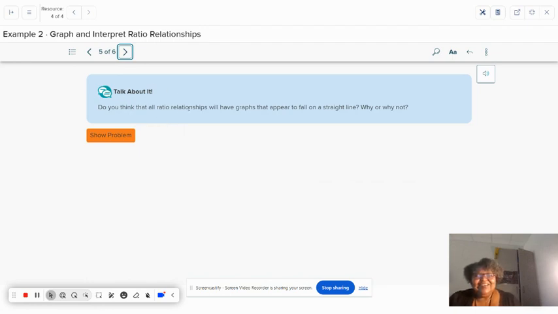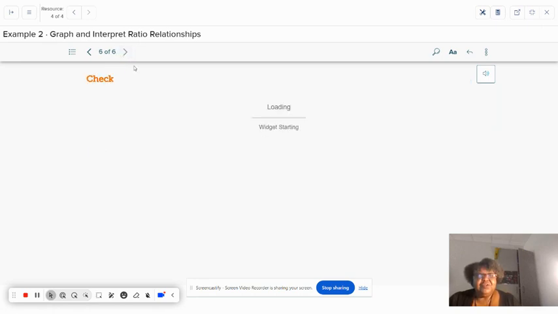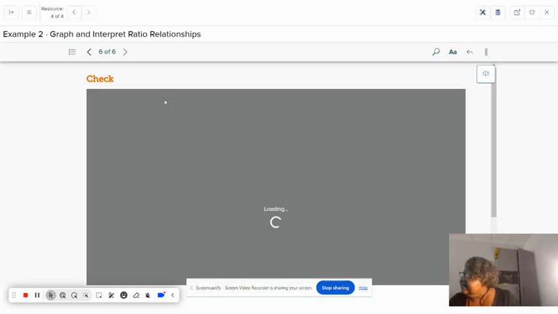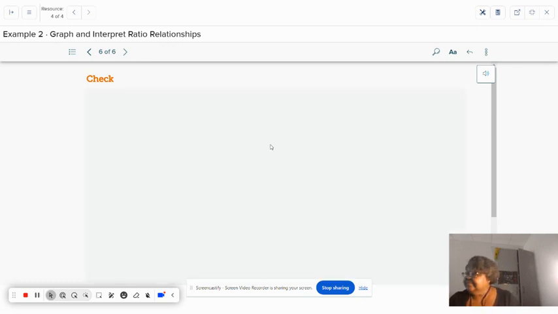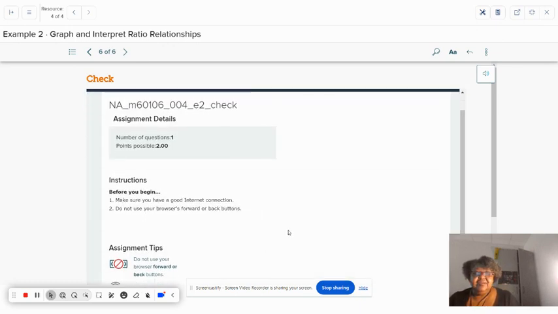Do you think that all ratio relationships will have graphs that appear to follow a straight line? That answer is going to be yes, because you're dealing with equivalent fractions or equivalent ratios. And then your check is on page 26 in your book. I'm going to go ahead and read it.